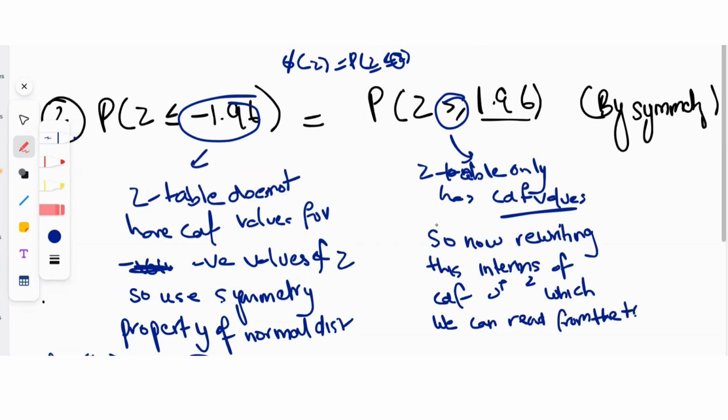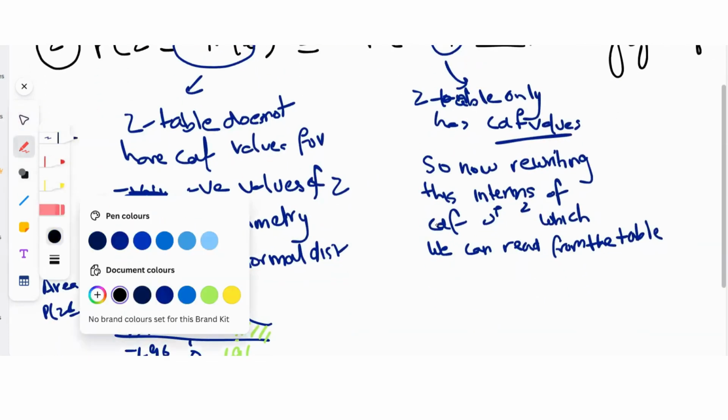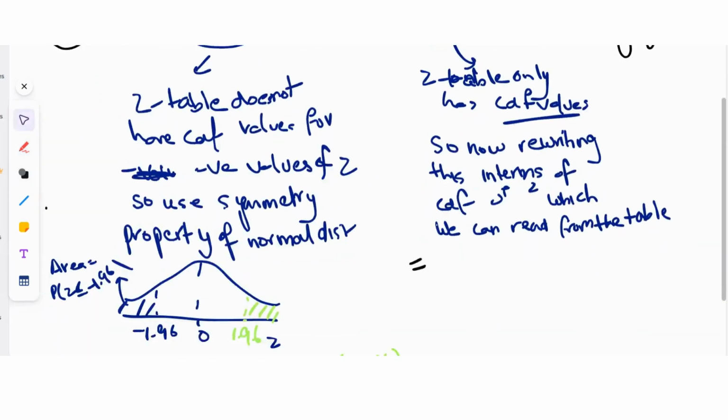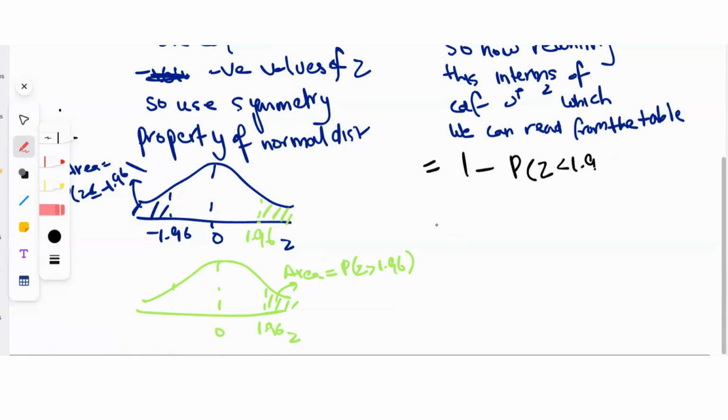So first, it was a negative value. We rewrote it in terms of a positive value. But now it's no longer a CDF, so we can use the complement rule. We want to find the probability Z is greater than 1.96, which by the complement rule is the same as 1 minus the probability Z is less than 1.96. And now we can just read this value from the table.